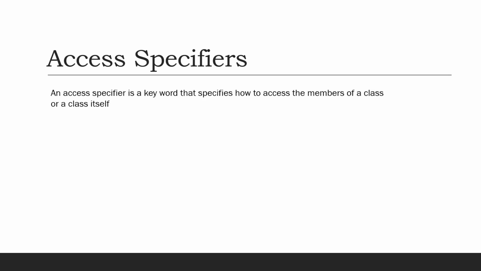An access specifier is a keyword that specifies how to access the members of a class or a class itself. We can use this access specifier before a class and its members. Basically there are four types of access specifier.